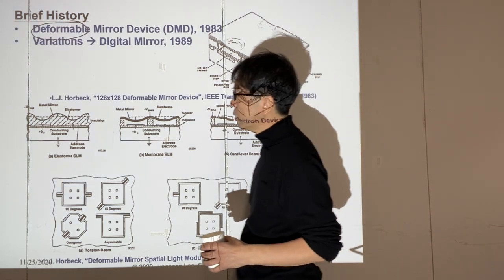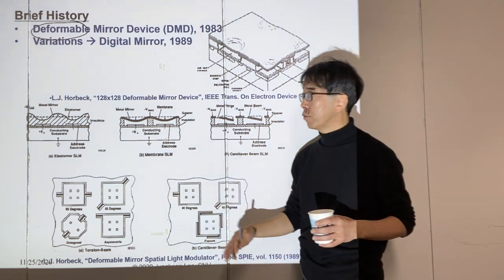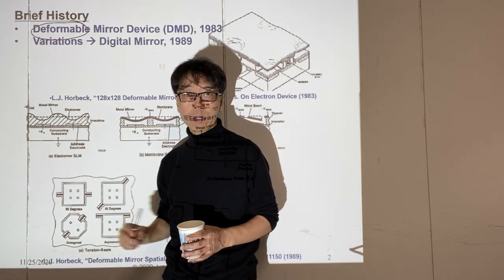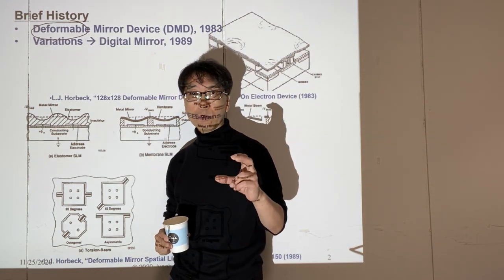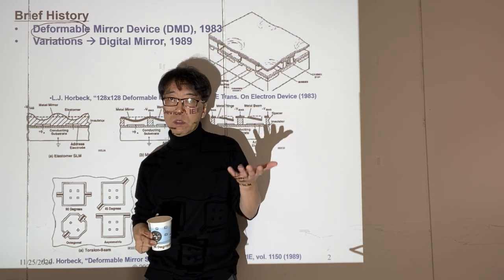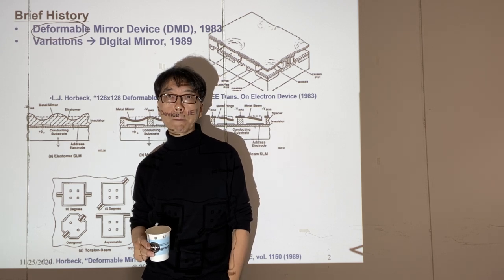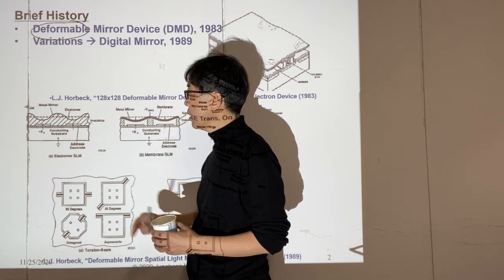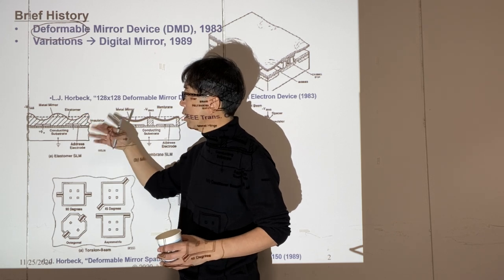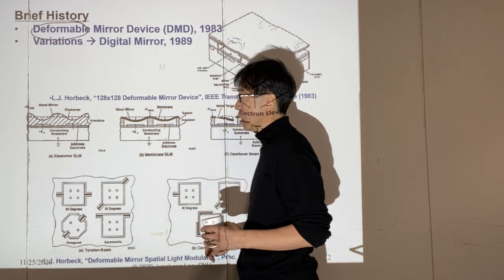So initially they tested a lot of different combinations. The first one was just the elastomer, and then apply the voltage to make this elastomer deform. They thought that it was the most stable way of doing such business. But it turns out that it's very hard to create reliable deformation of this elastomer.